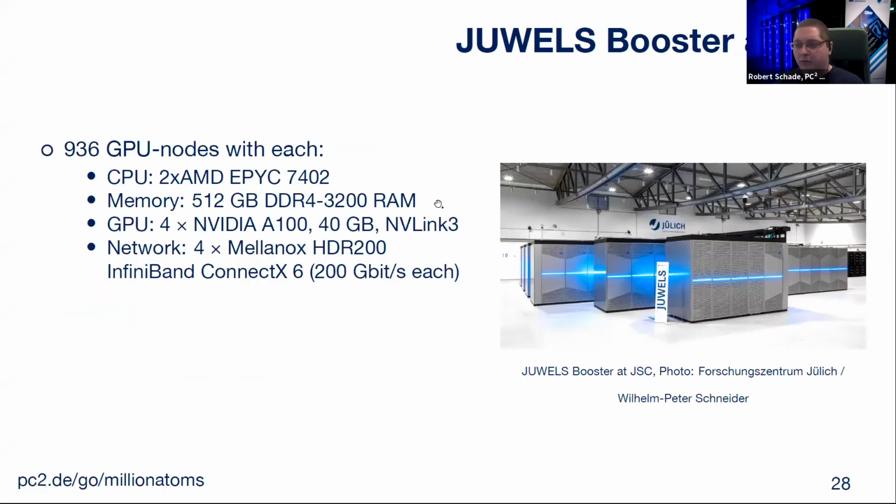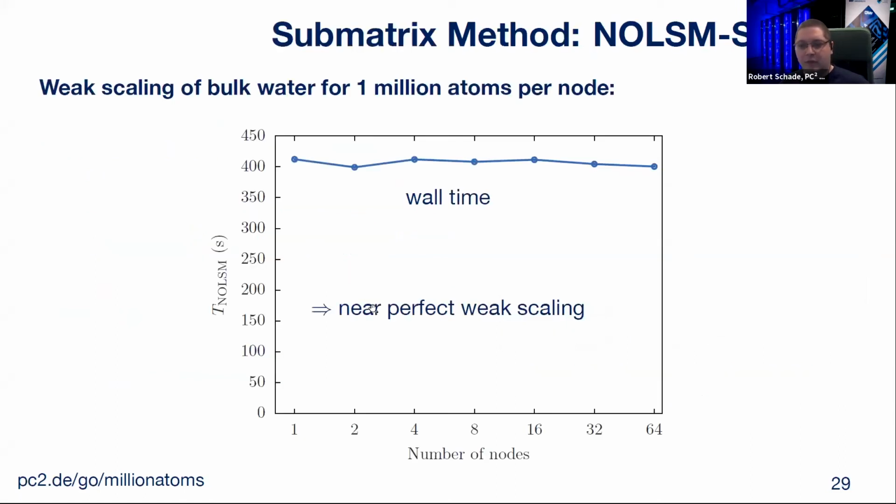Now, finally, to scaling efficiency and performance of the method. All our results that I'm going to show you now have been obtained on the JUWELS Booster at Jülich Supercomputing Centre, which has about 1,000 GPU nodes. And the important fact here is that there are 4 NVIDIA A100 GPUs per GPU node. So first we start off with a weak scaling result for bulk water, so 1 million atoms per node, and then scaling up to 64 nodes corresponding to 64 million atoms.